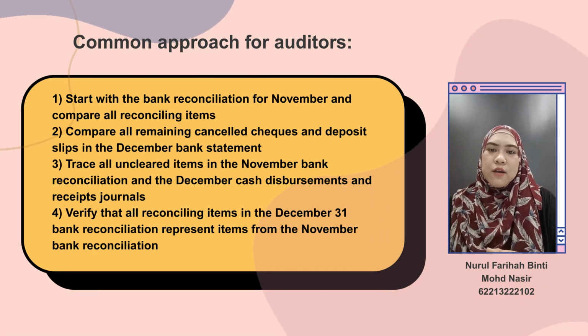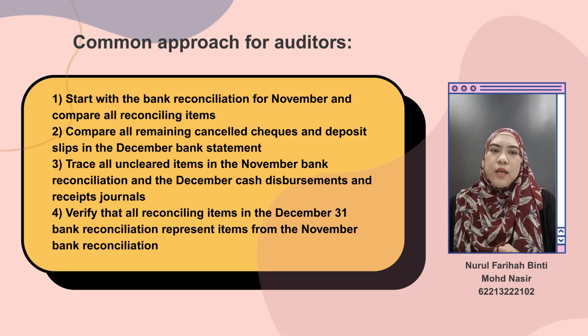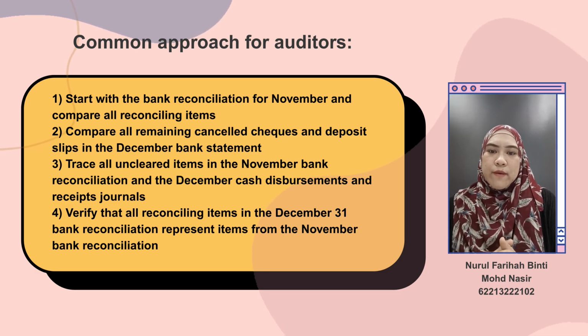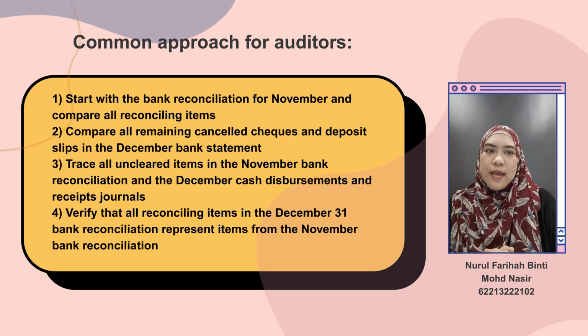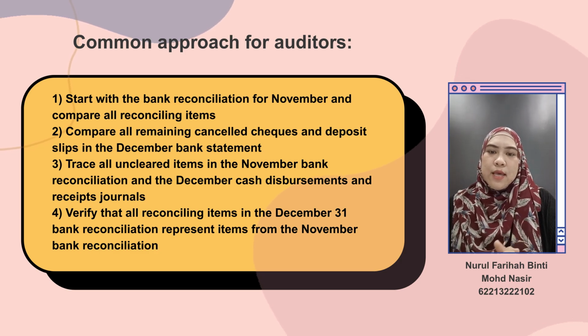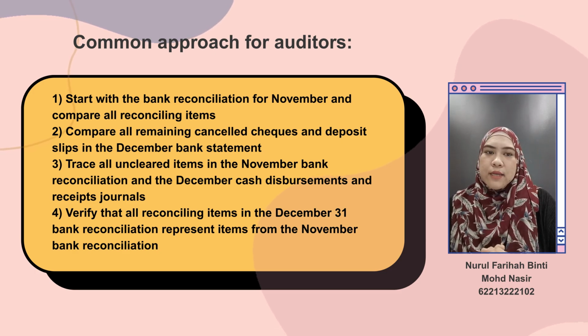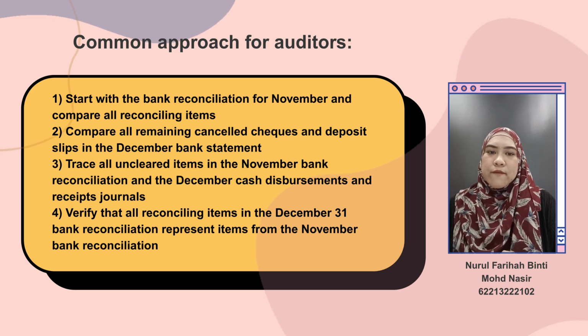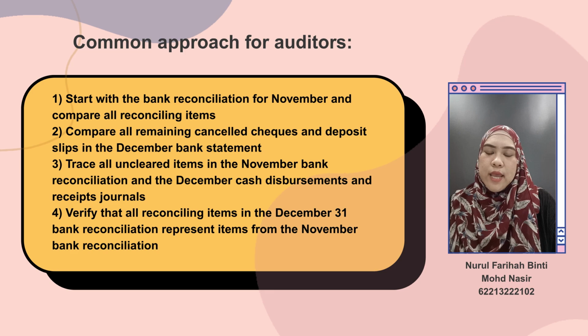So next is the common approach by the auditors. First, they will start with the bank reconciliation for November and compare all reconciling items with cancelled checks and other documents in the December bank statement. Second is to compare all remaining cancelled checks and deposit slips in the December bank statement with the December cash disbursement and receipt journal. The third one is to trace all uncleared items in the November bank reconciliation and the December cash disbursement and receipt journal to the client's December 31st bank reconciliation to make sure they are included.